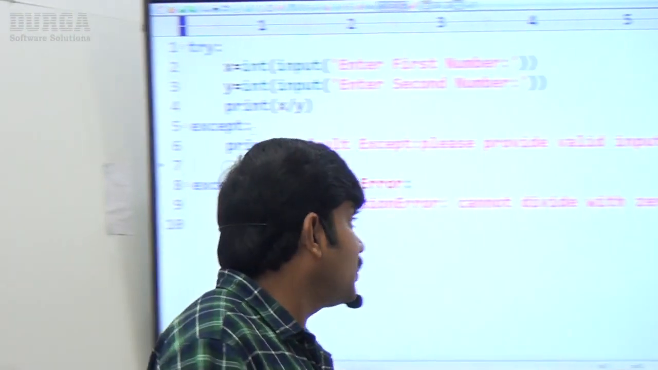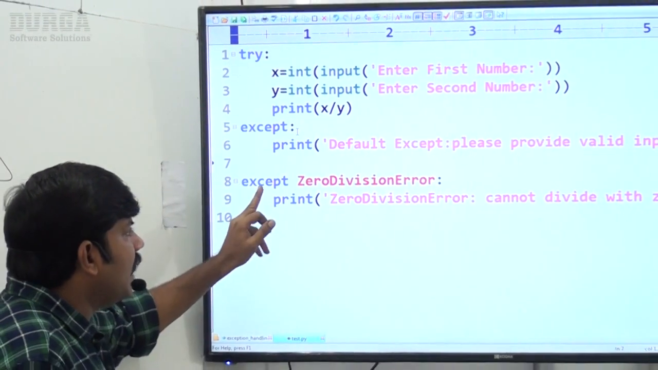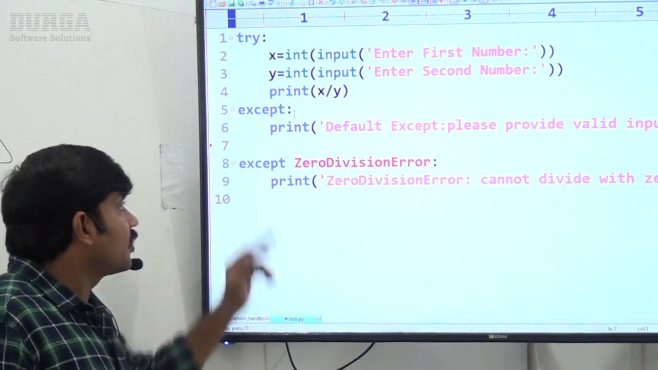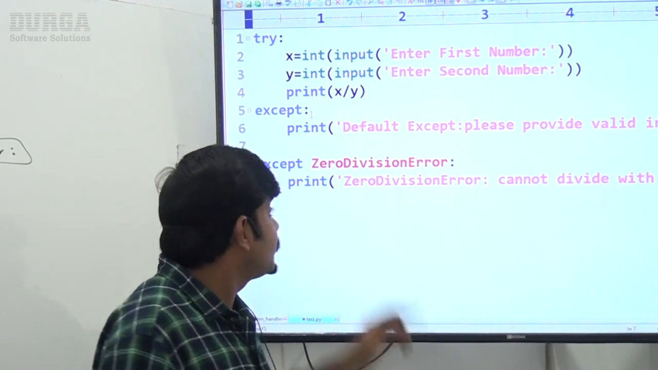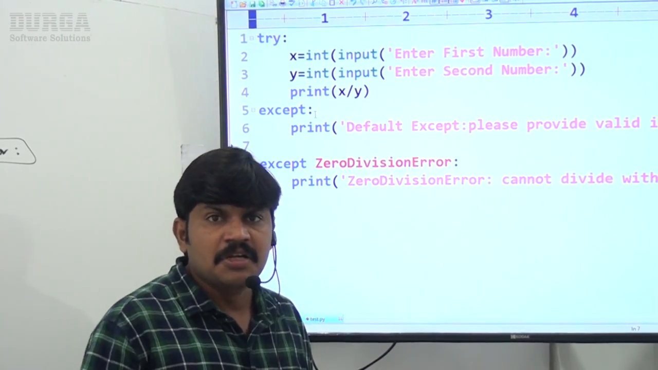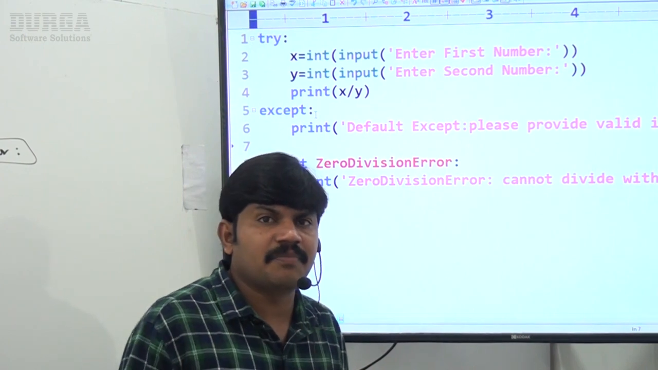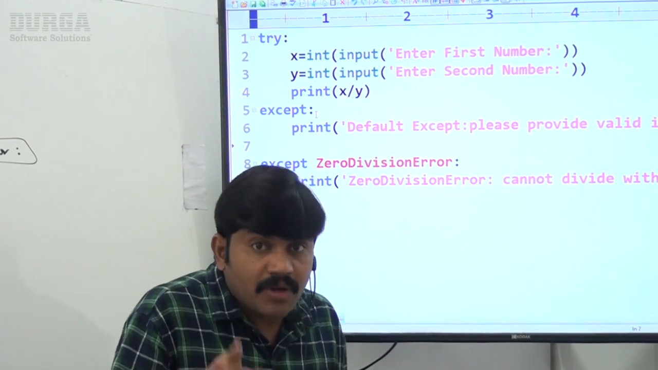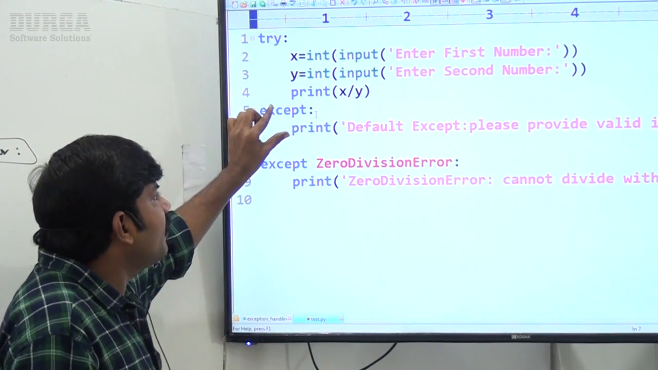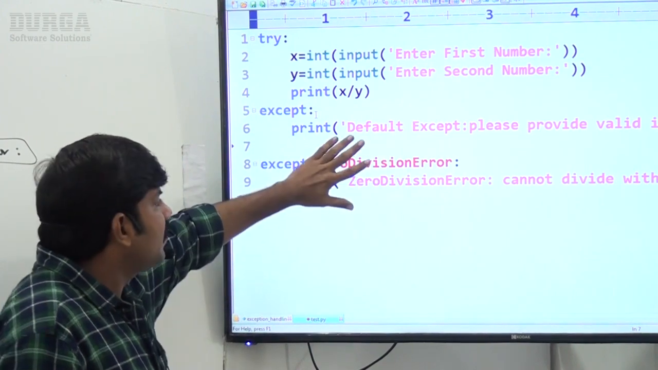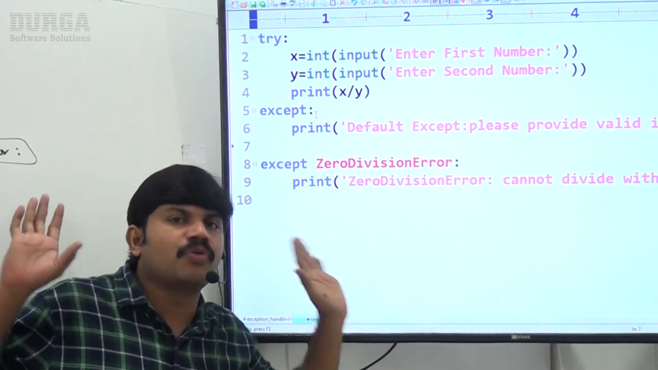So first, which except block? Default except block, and then except ZeroDivisionError. If I ask the Python virtual machine to execute this, immediately it will give left and right. Okay, what is the reason? The default except block is first, so the remaining except blocks will never get a chance.